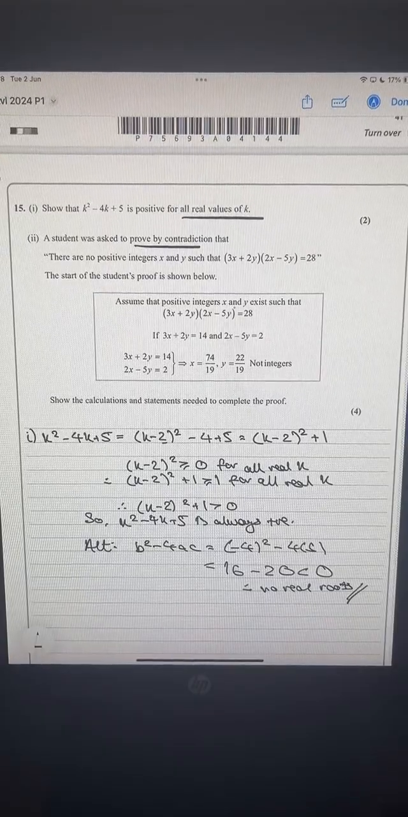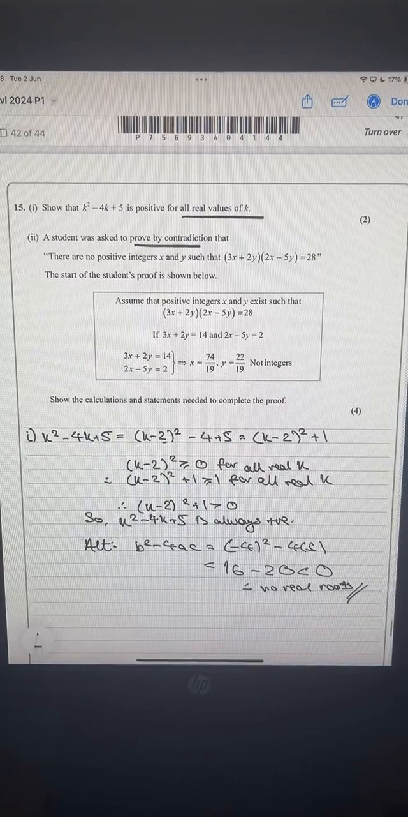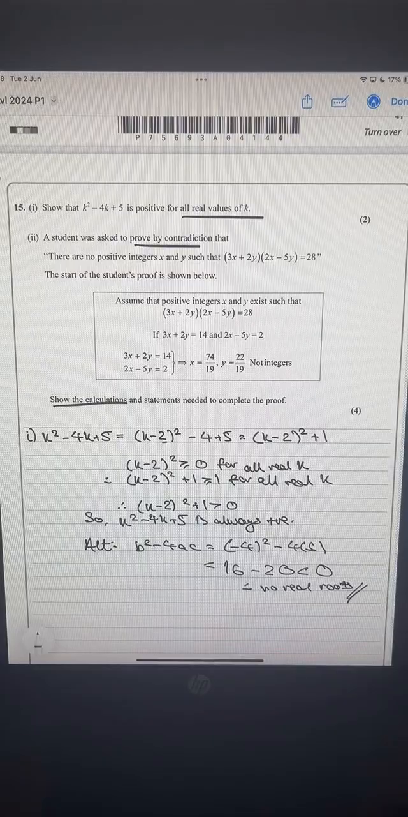Assume the positive integers x and y exist such that this, so you do your negation. If 3x plus 2y equals 14 and 2x minus 5y equals 2, then you've got this and this, so x is equal to that, and they are not integers. x and y are not integers. So we need to show the calculations and statements needed to complete the proof. It is a very long and repetitive proof.